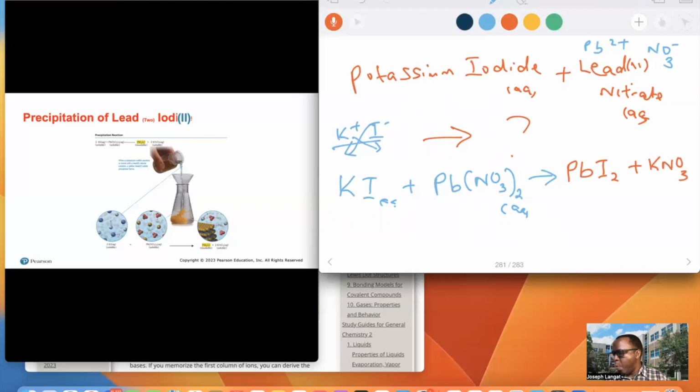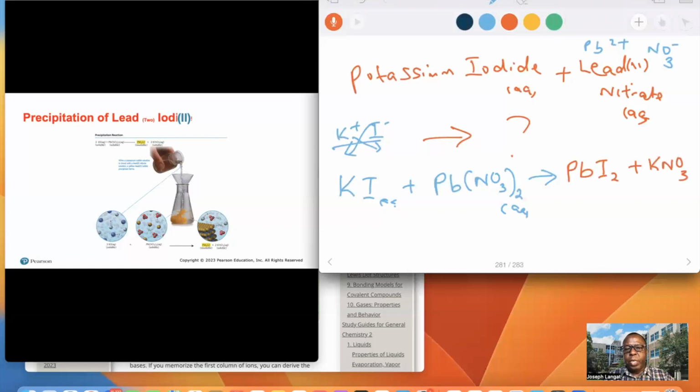KNO3. What is the physical state of solid, I mean, for lead(II) iodide and potassium nitrate? You don't need to memorize. I know some of you may think that you need to memorize the equation, that I may ask you the same equation in the exam. No.